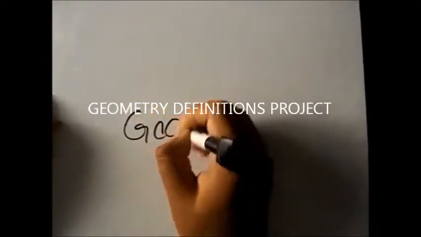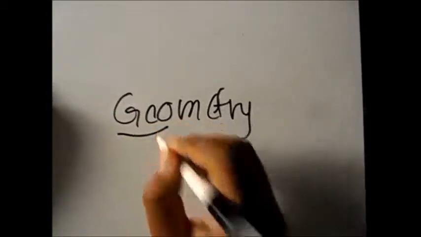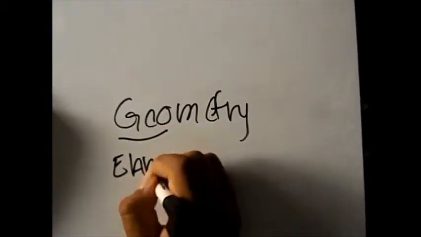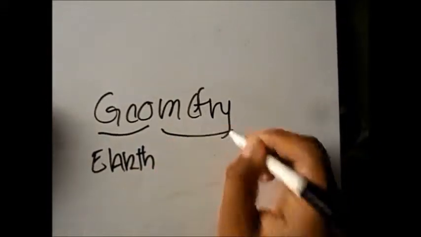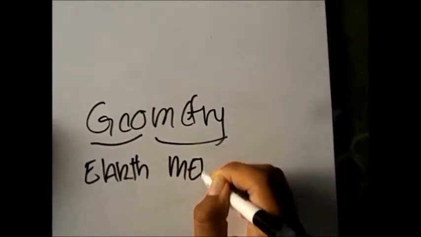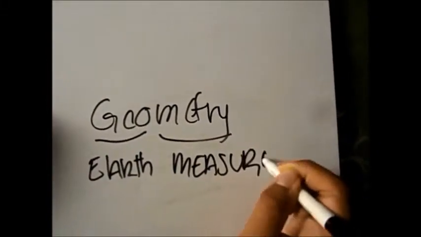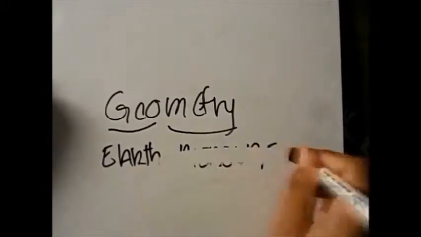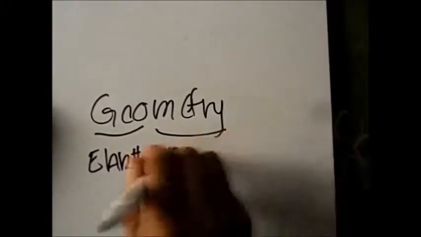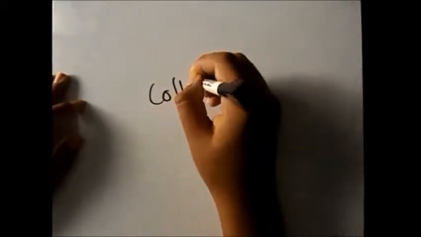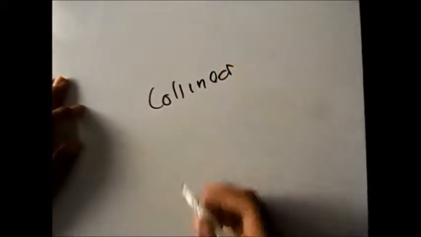Hello, and today we are going to be talking about geometry. Now, what is geometry? Geo means Earth, and metry means measure. So it's the measurement of the Earth, or earthly objects. Today we're going to talk about certain definitions in geometry, specifically these 6.